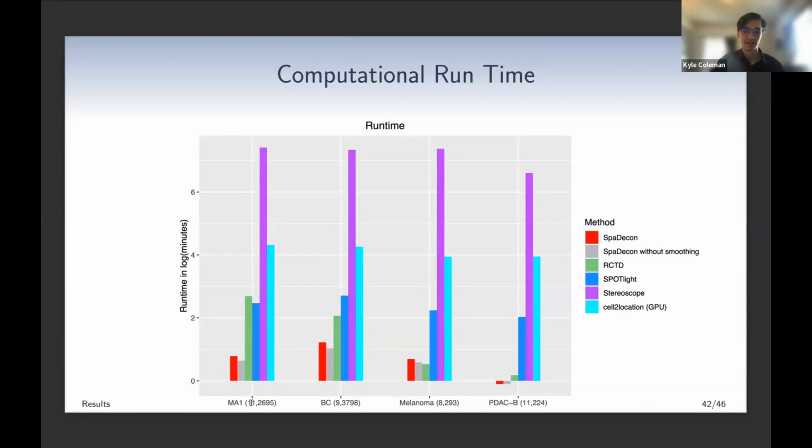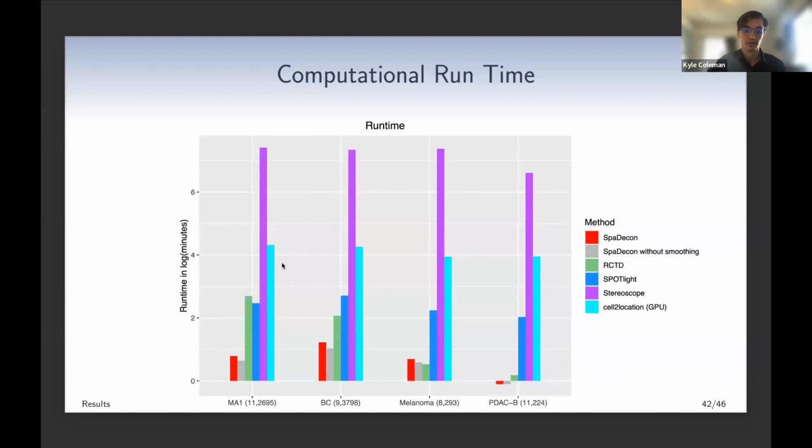Also, in parentheses next to each method, we have the number of cell types present in the scRNA-seq data set that we used, and then the number of spots in the SRT data set, just to show how that influences some of the runtime performances. For instance, you can see that RCTD, when looking at the ST data sets like melanoma and the pancreatic ductal adenocarcinoma data set, has a very low runtime. In the case of melanoma, even lower than SpaDecon. However, when the number of spots becomes quite large, like in the mouse anterior brain data set and the breast cancer data set, the runtime of RCTD increases by quite a bit and is usually over double the runtime of SpaDecon.